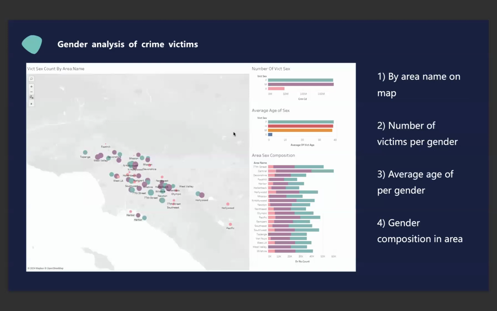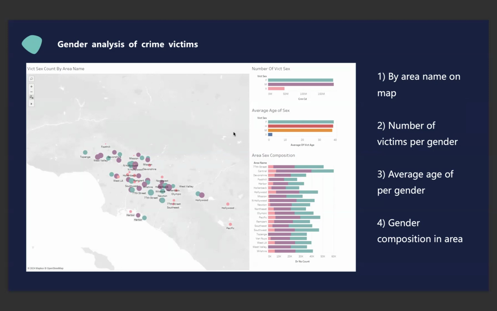So this dashboard analyzed and displayed the gender distribution of crime victims by area. The map visualized the number of victims by area with the size of the circle representing the number of victims. The charts on the right provide additional insights. The top bar shows the total number of victims by gender. The middle shows the average age of victims by gender, and the bottom bar breaks down the gender composition within each area.